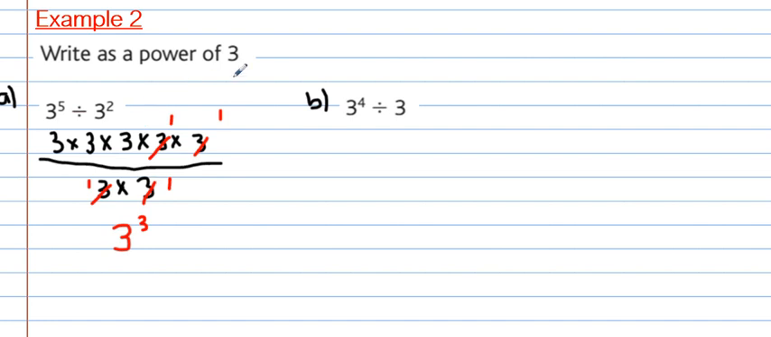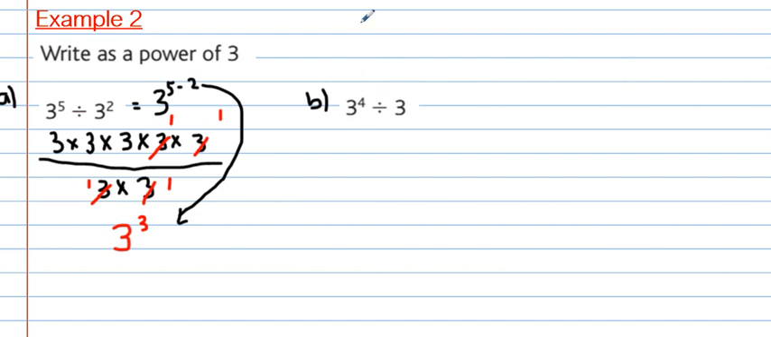We can also use the laws of indices for this. If you have the same base and you're dividing, all you need to do is subtract the powers. So the base is 3, and then 5 minus 2. And that will give us what we did in the workings out: 3 to the power of 3.